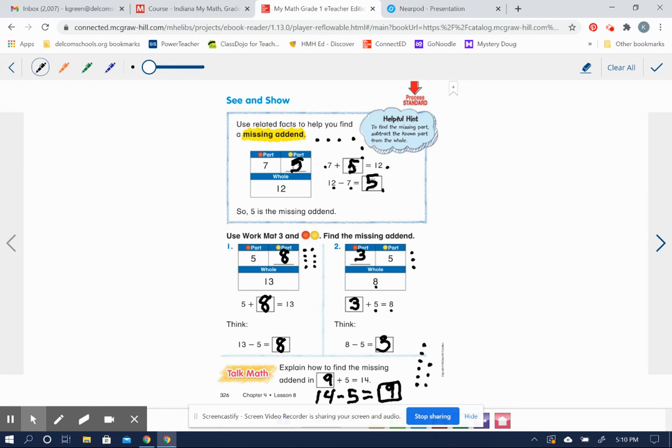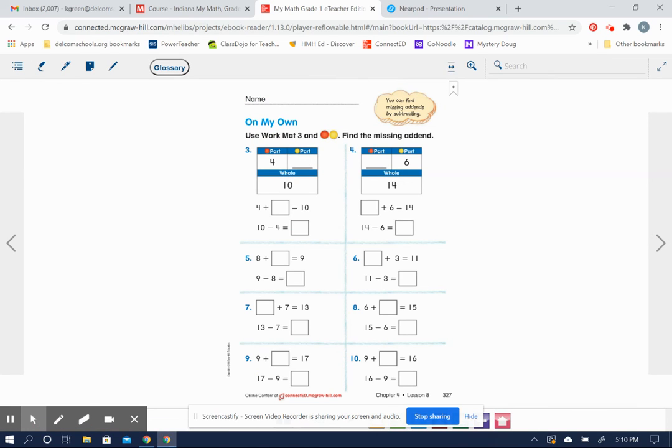All right. Go ahead. Then the next few slides here, you're going to be working on your own to find the missing part. Start at the smaller number. Okay, so start counting on from the smaller number and stop at the big number to find the missing addend. Okay? All right. Good luck.